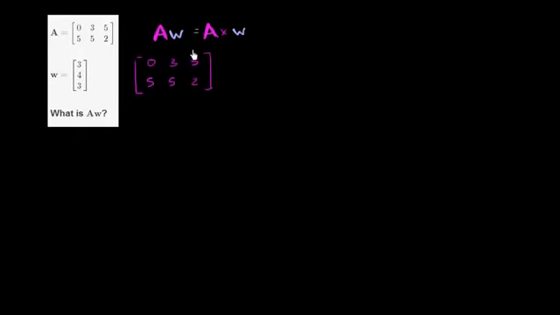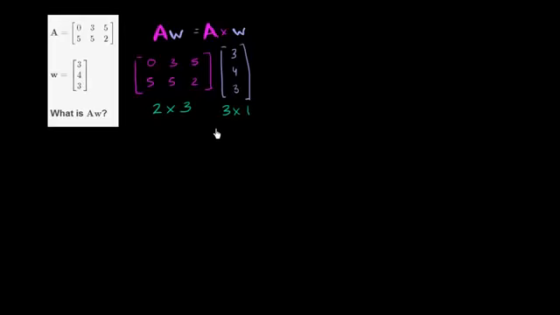W is the vector 3, 4, 3. So we have a matrix with 2 rows and 3 columns. So it is a 2 by 3 matrix times a vector, and this is a column vector. It is 3 rows and 1 column. So you could view this as a 3 by 1 matrix.